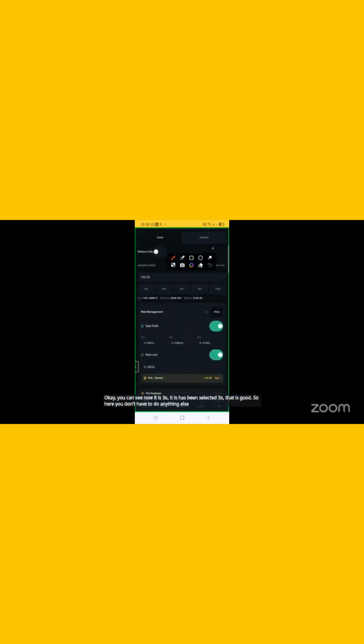Here you don't have to do anything else, maybe just select the amount you want to put in. Say I want to put in $100. When you reach the amount, it will read your strategy partition. Remember, my strategy partition was for $100. So it reads your strategy partition and fills in the $100.